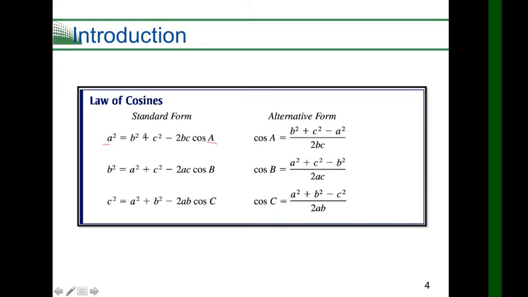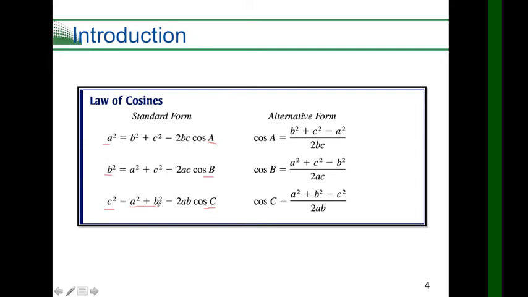Okay, so we have B squared plus C squared minus 2BC cosine A. For B naman, so obviously ang ating cosine ay B. And then since B yung hinahanap, yung matitira is A tsaka C. So we have B squared equals A squared plus C squared minus 2AC cosine B. For C squared naman, since C side ang hinahanap, ang given na angle ay angle C, at ang mga given na sides ay ang A at saka B. So we have C squared equals A squared plus B squared minus 2AB cosine C.